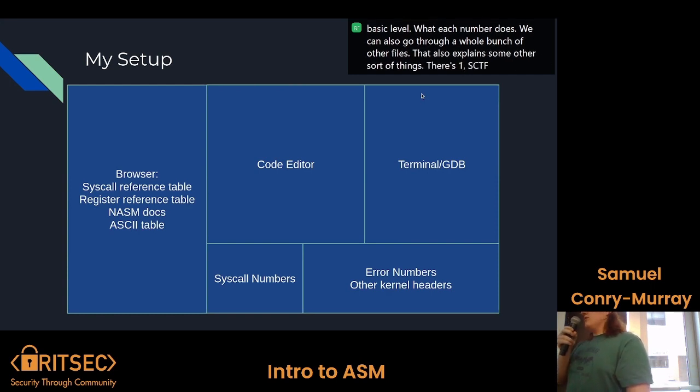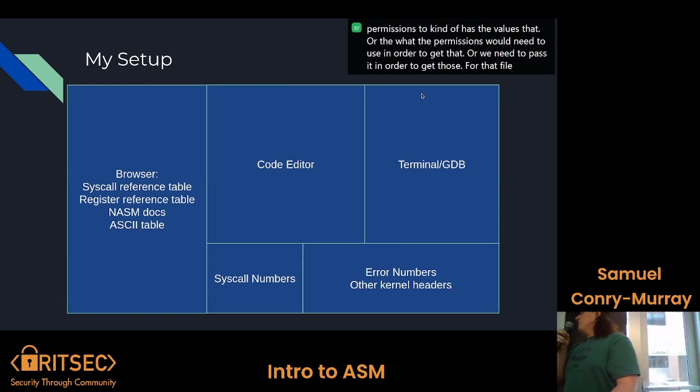There's fcntl.h, which is all of the file control stuff. So if you want to make a file and make sure it has certain permissions, it has the values that you need to pass in order to get those permissions set for that file. Then I have another file, which at this point is kind of redundant, with the syscall reference table that just shows the specific numbers. That is also part of the Linux kernel.